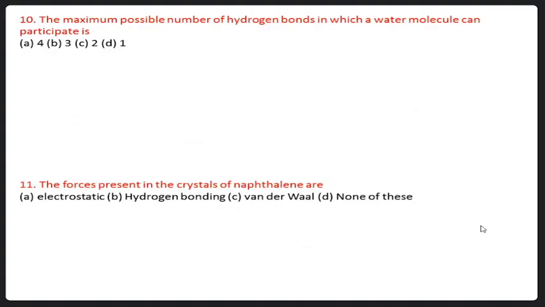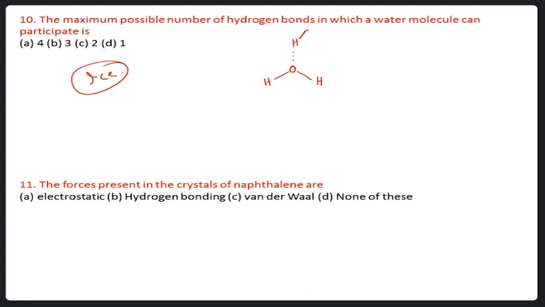Now there is a question: the maximum possible number of hydrogen bonds in which a water molecule can participate. Suppose there is a water molecule, how many hydrogen bonds are there? If we look at the structure of water, the maximum hydrogen bonding is present in ice. If we look at the structure of ice, what can we see?